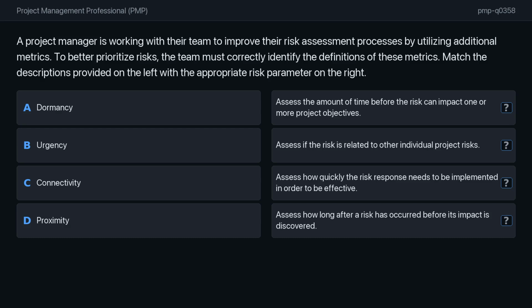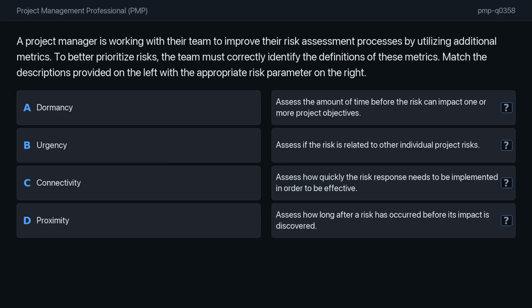A project manager is working with their team to improve their risk assessment processes by utilizing additional metrics. To better prioritize risks, the team must correctly identify the definitions of these metrics. Match the descriptions provided on the left with the appropriate risk parameter on the right.